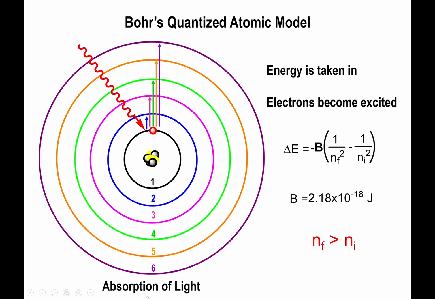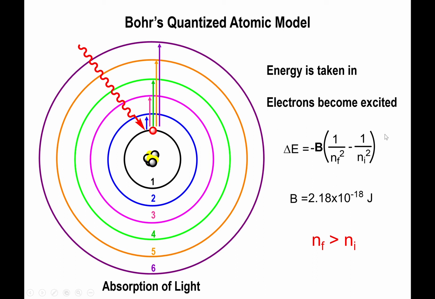During absorption, the energy of light gets completely taken up by the electron, and it's used to carry out this work of moving the electron from a lower energy level to a higher energy level. The equation that describes that event is the one shown here. The changing energy, which will have to be in joules, is equal to negative B times 1 over n final squared minus 1 over n initial squared.